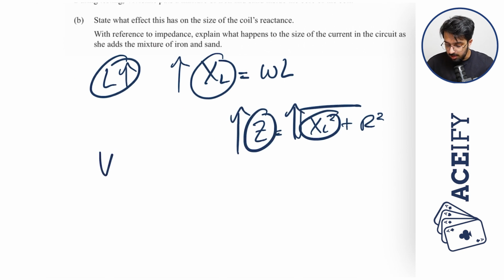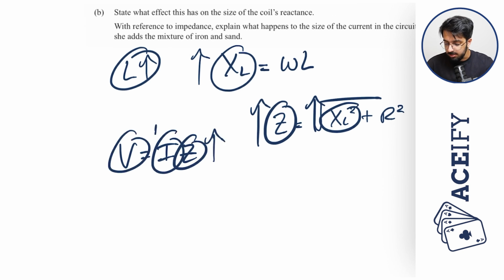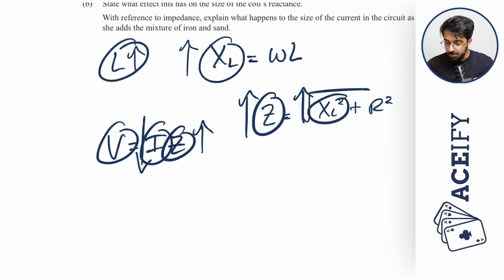And so because V is equal to IZ, if our total impedance has increased and our voltage remains the same, therefore our current must decrease within the circuit. And so therefore you can write that in words.